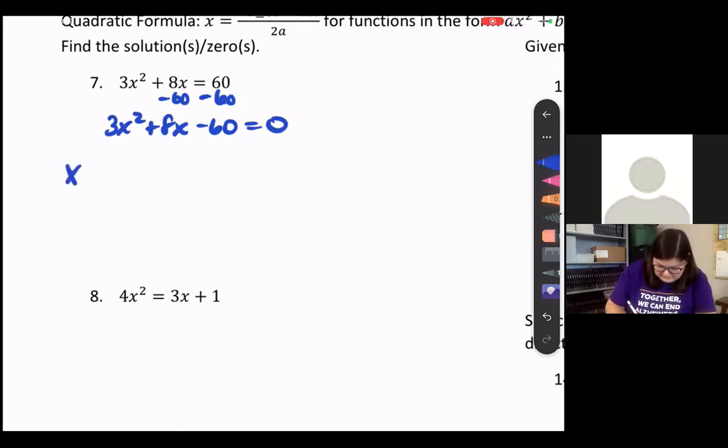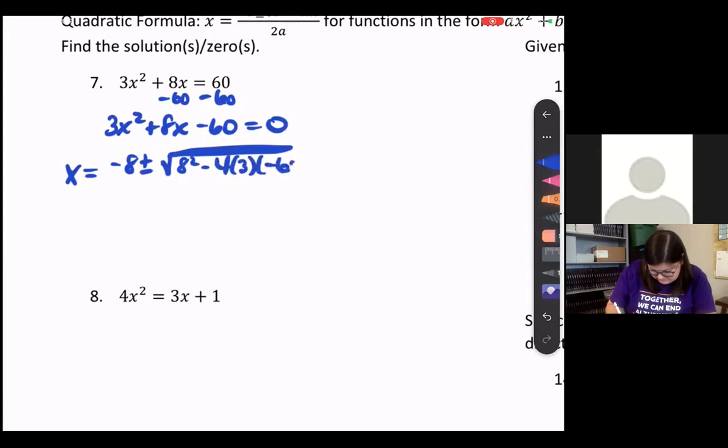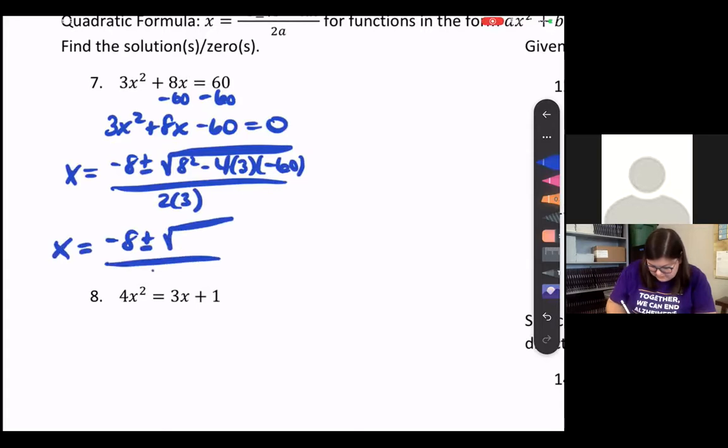So now I've got x equals negative 8, plus or minus the square root of b squared minus 4ac, all over 2 times a. And remember, guys, you are getting your 3 separate numbers here. You are not putting them together until the very end. Okay, so I need to do 8 squared is 64, 4 times 3 times 60, 720. So I got 64 minus 720 equals negative 656.